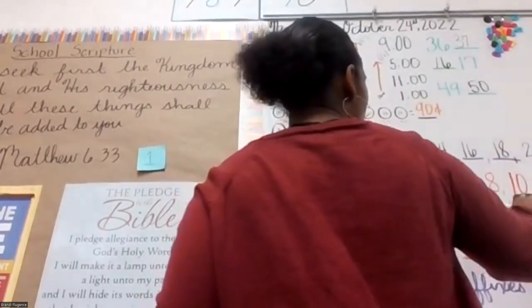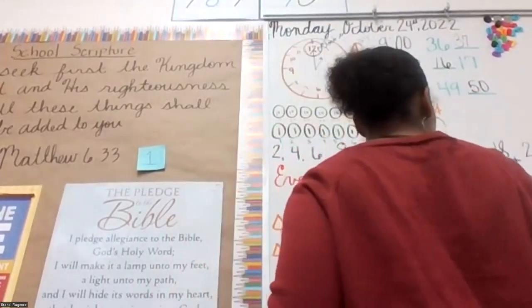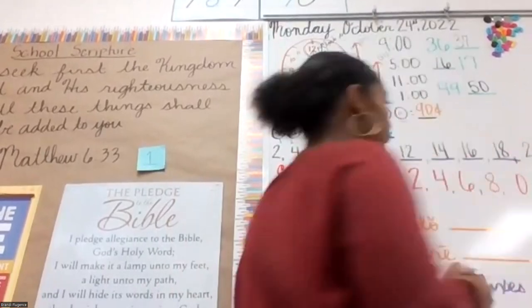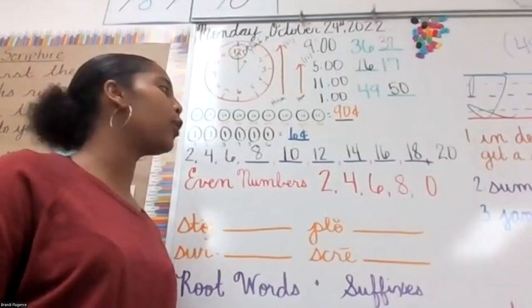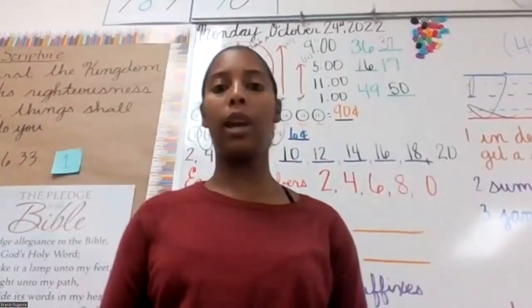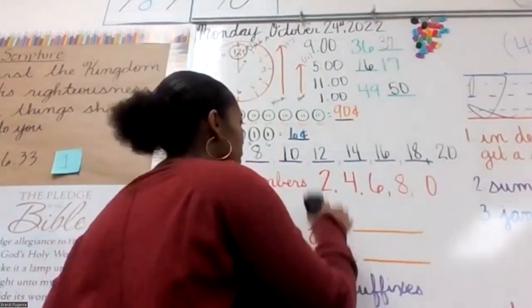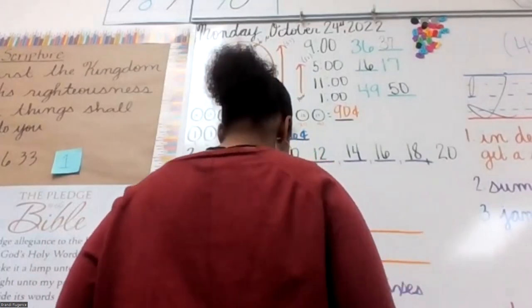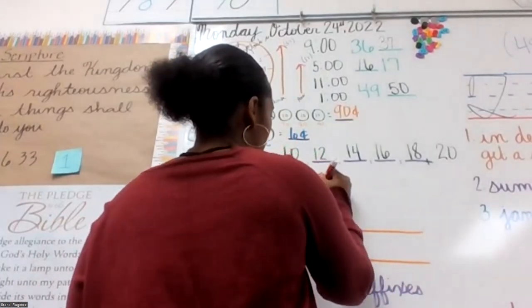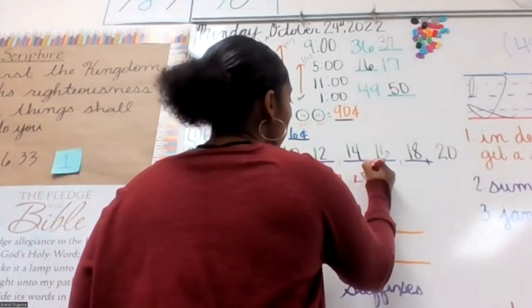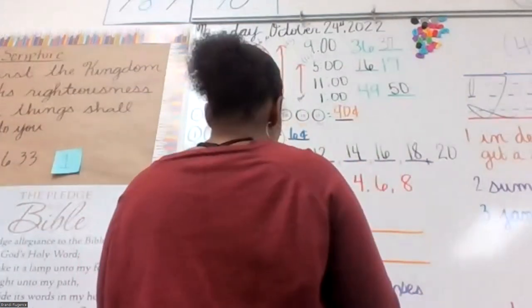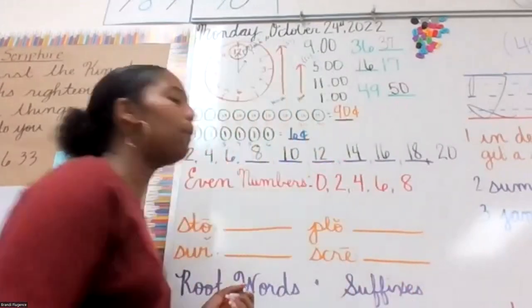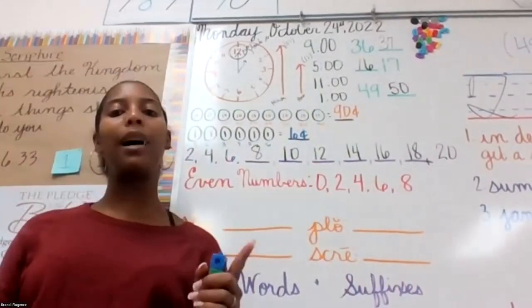Really, I want to focus on just the zero part of 10, and I'm going to explain why tomorrow. But these are examples of even numbers: 2, 4, 6, 8, 0. Okay? And I'm going to switch it up and put 0 first. I'm explaining tomorrow why I'm doing it this way, and I'm going to show you a different way tomorrow. So these are examples of even numbers.